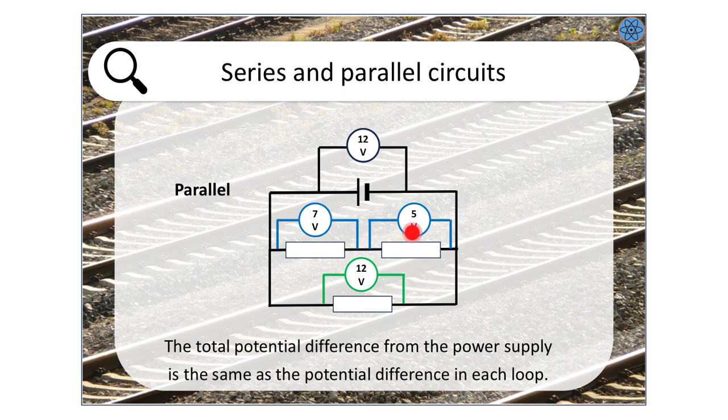It gets split just like we saw in the last example. And then in the second loop, I've only got one resistor, so that receives all of the potential difference. So we start at 12, ends at 12.